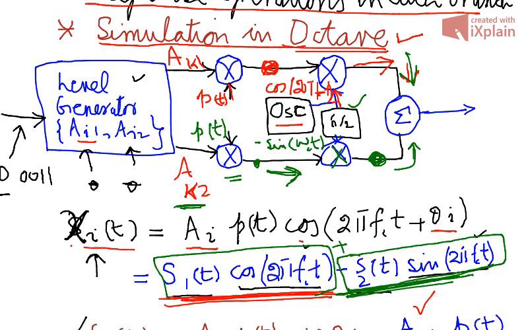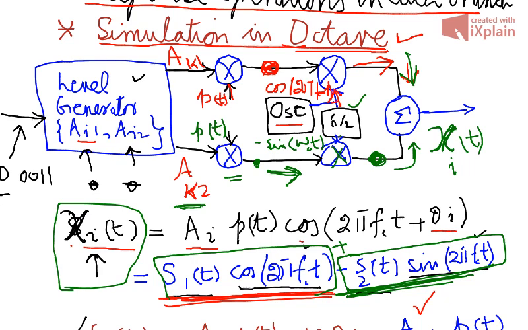When you add it, you get a QAM modulated signal xi of t. This is your QAM modulated signal xi of t. So this is how the modulator works. Now I would like to show you the code example.